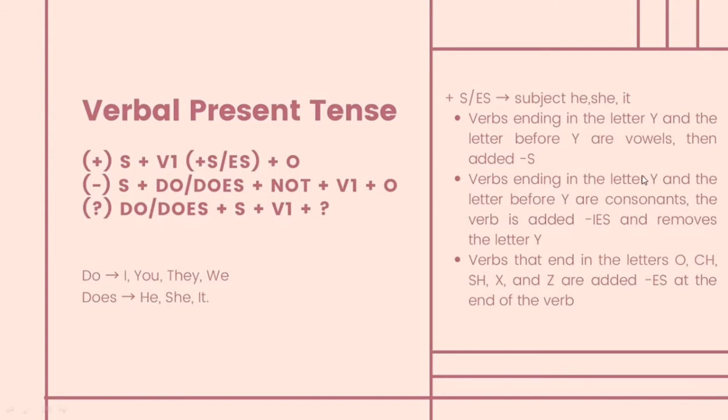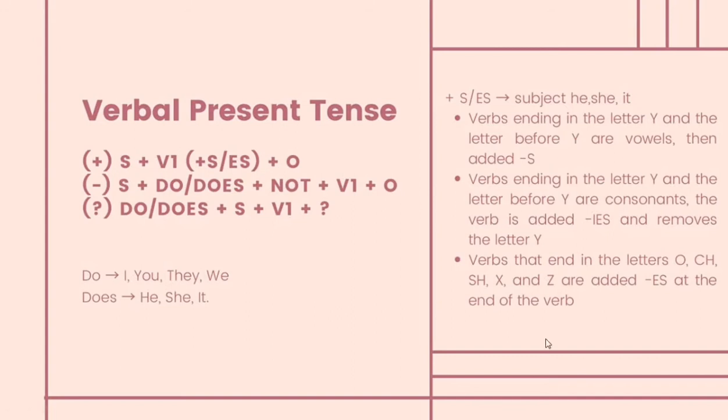And then rule number 2. Verbs ending in the letter Y where the letter before Y is a consonant: the verb is added I, E, S. Kalau tadi sebelum Y huruf vokal cuma ditambahin S. Sekarang kalau sebelum huruf Y itu konsonan, you have to add I, E, S. Ya, remove the letter Y. For example, study, S, T, U, D, Y. If the subject is he, she, or it, study becomes studies, S-T-U-D-I-E-S. Studies, not study, but studies.